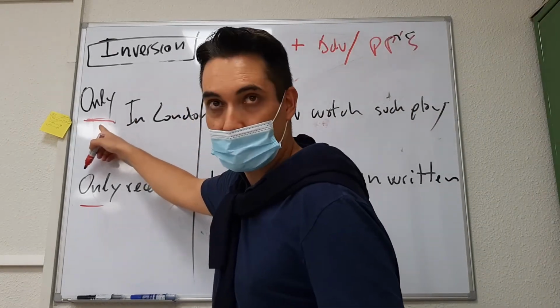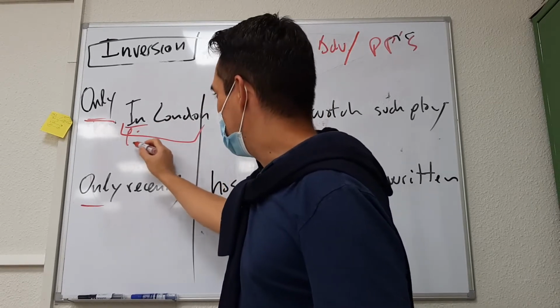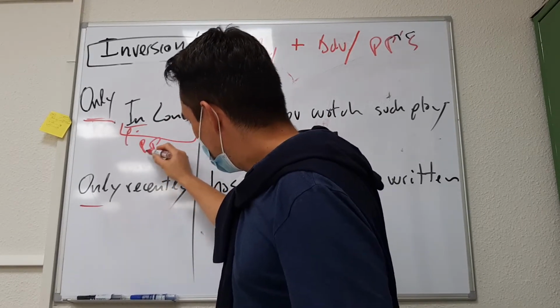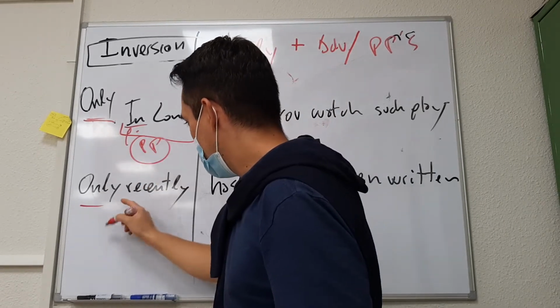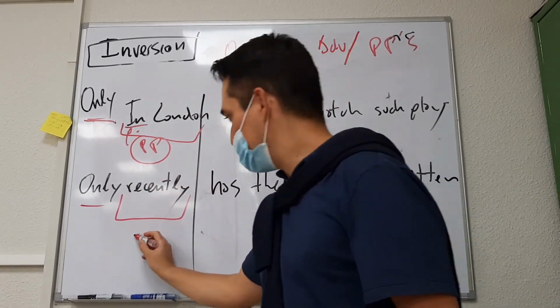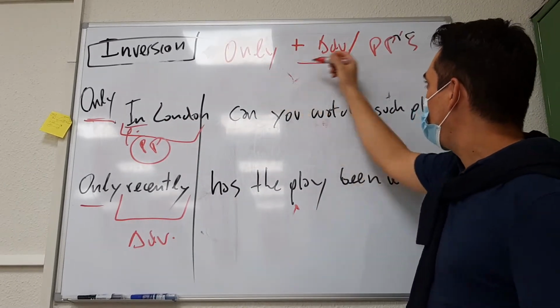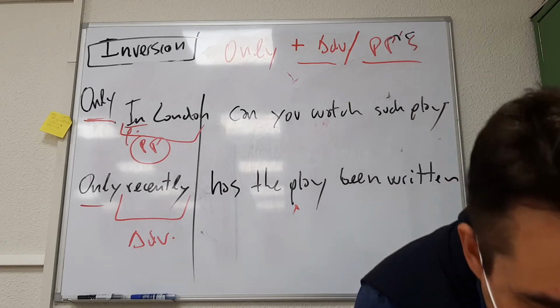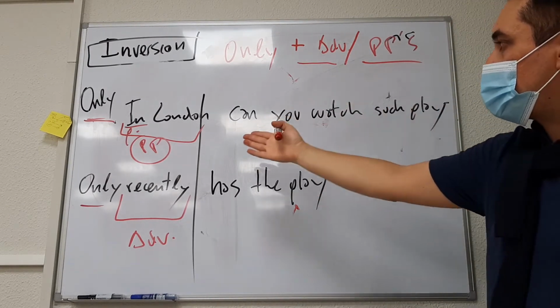Only in the first position, and then in London. What is in? A preposition. So what is in London? A PP, a prepositional phrase. So only plus a PP. Only, what is this? Recently. An adverb. So only plus an adverb, only followed by a PP, and then you can obtain this type of inversion.